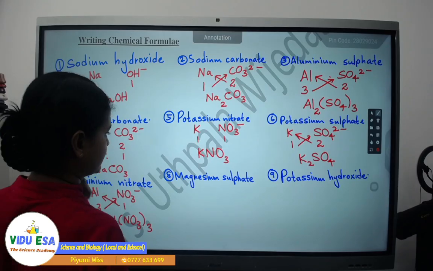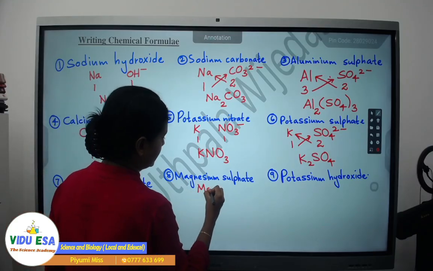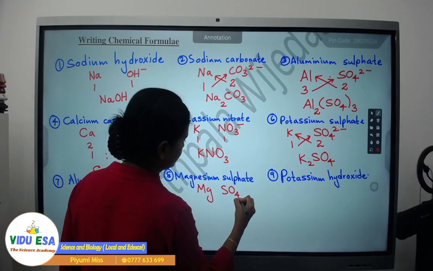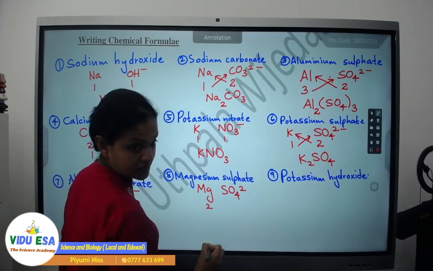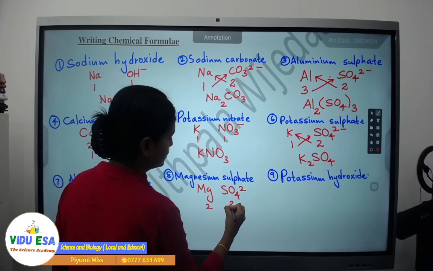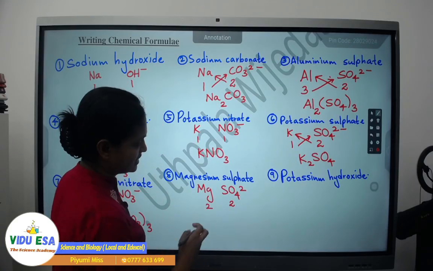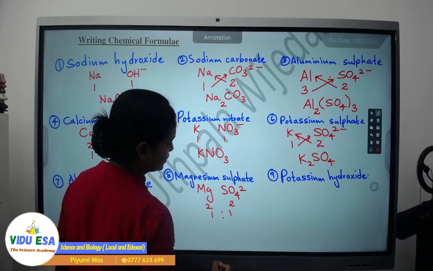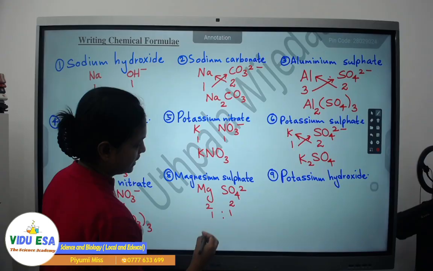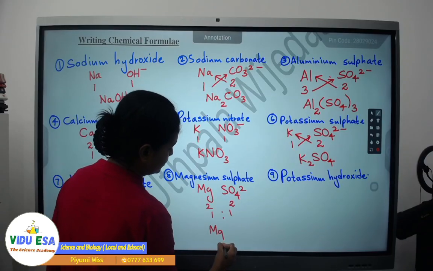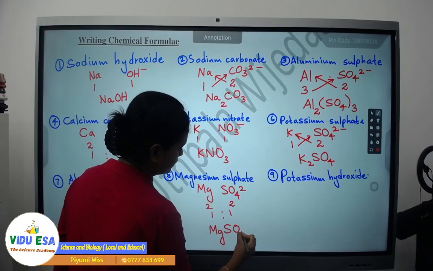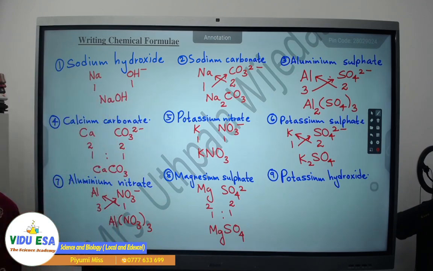Magnesium sulfate. Magnesium and sulfate, SO4 2 minus. Magnesium valency 2, sulfate also valency 2. So since both are having valency 2, you can have the simplest ratio as 1:1. Therefore, you can write the formula as MgSO4. MgSO4. Okay?